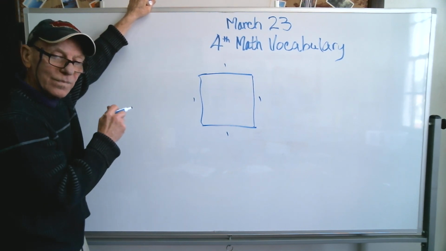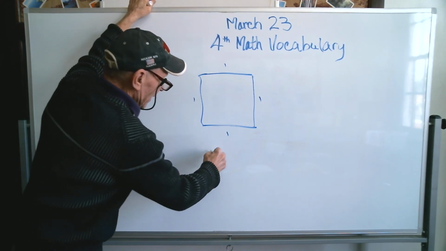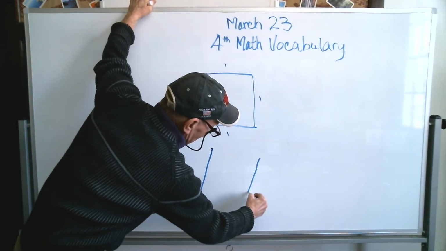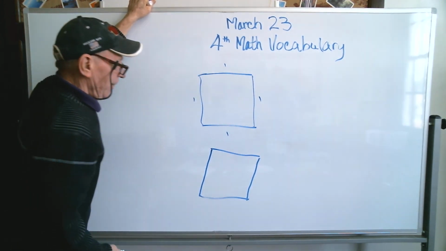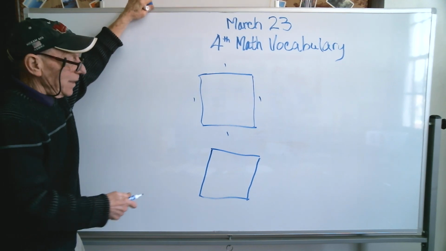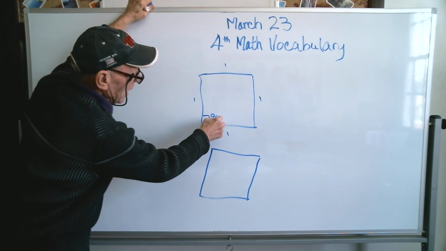Now, what makes a rhombus is if you take sides that are the same length and you skew it, it's no longer a square, because see, in a square, every corner is 90 degrees.